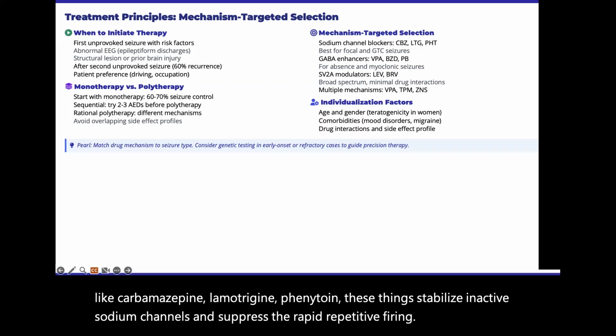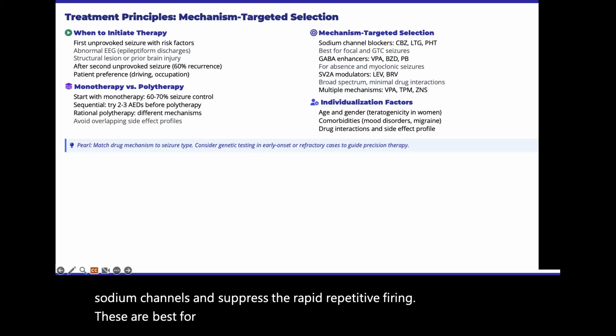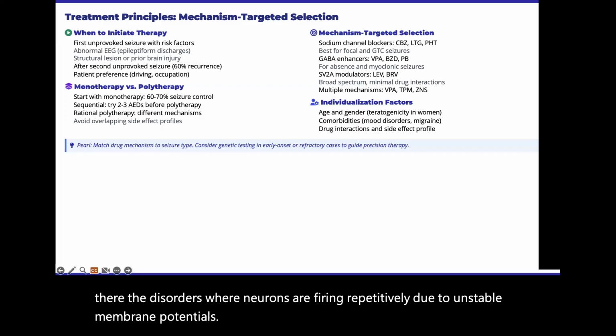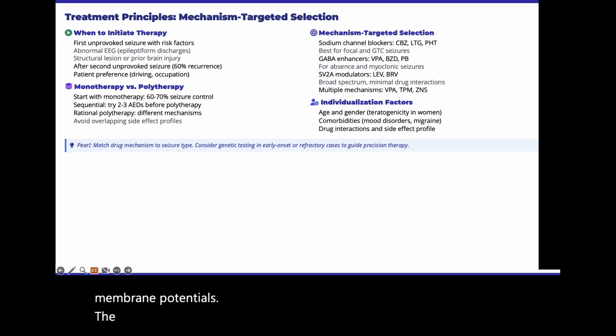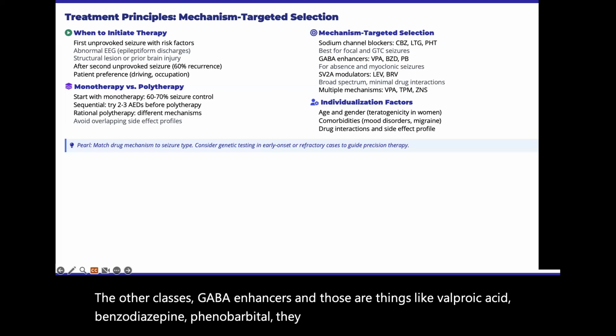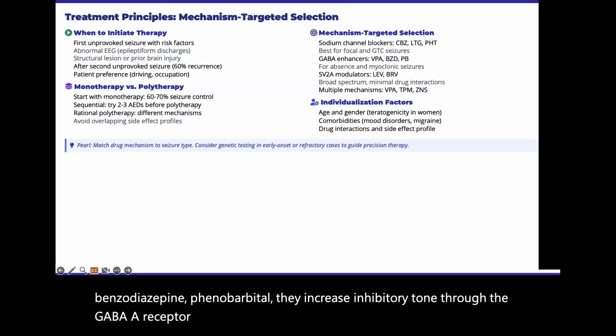These are best for focal seizures and generalized tonic-clonic seizures, the disorders where neurons are firing repetitively due to unstable membrane potentials. The other class is GABA enhancers, things like valproic acid, benzodiazepines, and phenobarbital. They increase inhibitory tone through GABA A receptor potentiation. They counteract that excitation-inhibition imbalance.